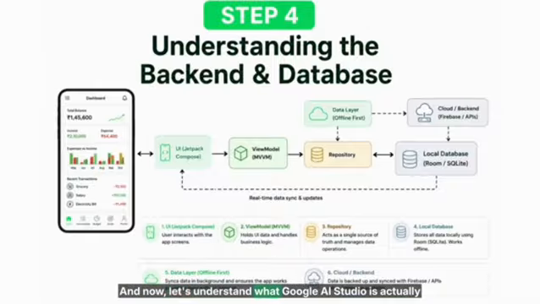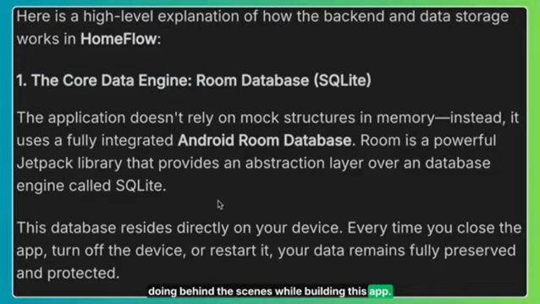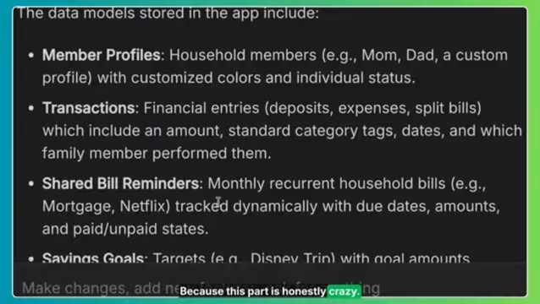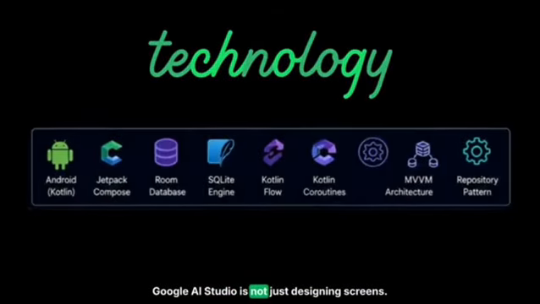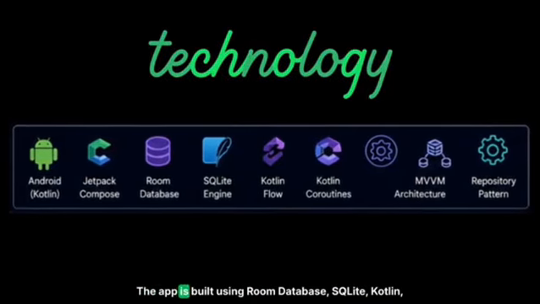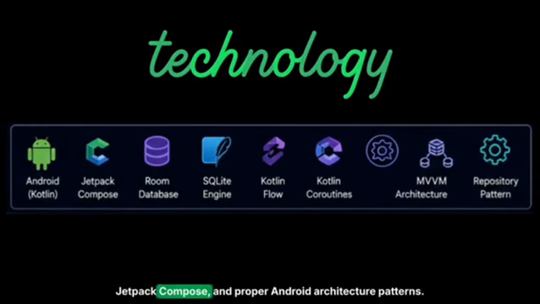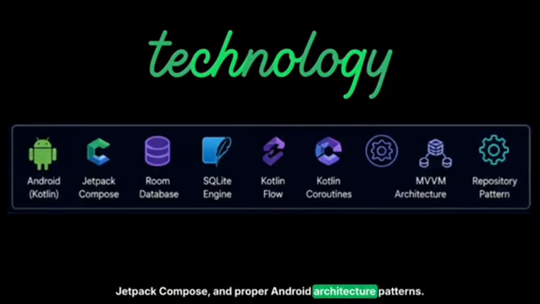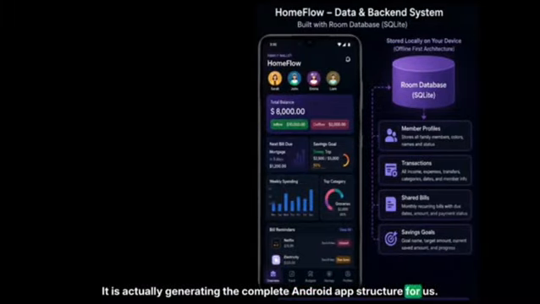And now, let's understand what Google AI Studio is actually doing behind the scenes while building this app, because this part is honestly crazy. As you can see in these architecture diagrams, Google AI Studio is not just designing screens. The app is built using Room Database, SQLite, Kotlin, Jetpack Compose, and proper Android architecture patterns. These are the same technologies professional Android developers use while building real production apps. It is actually generating the complete Android app structure for us.